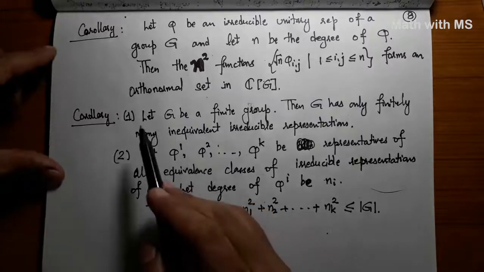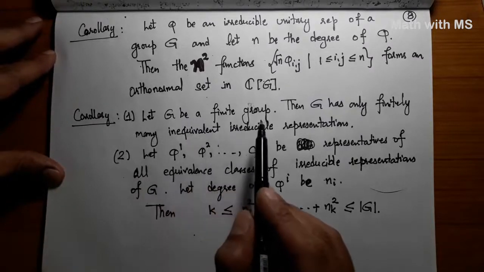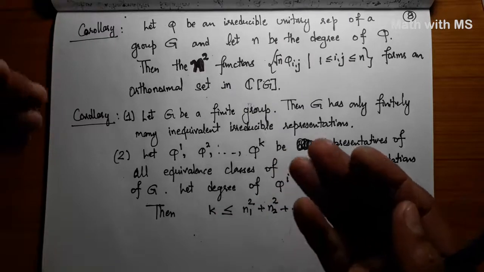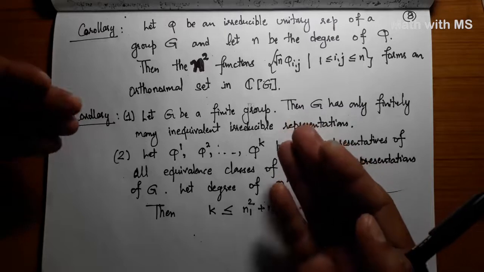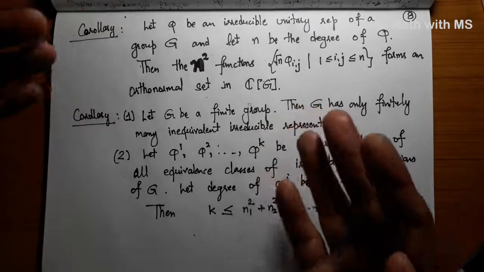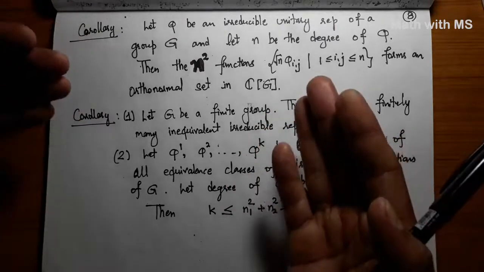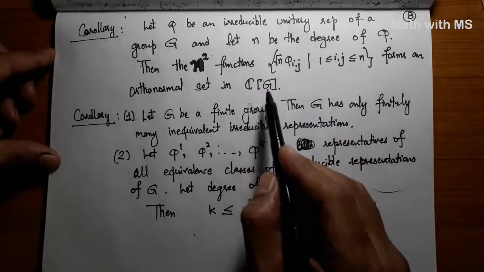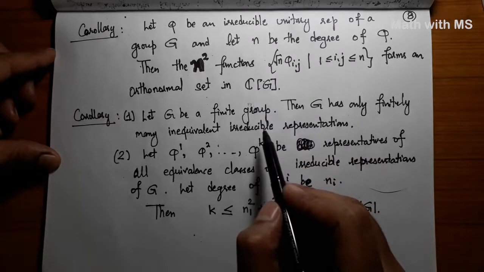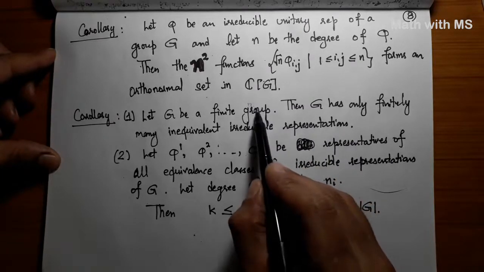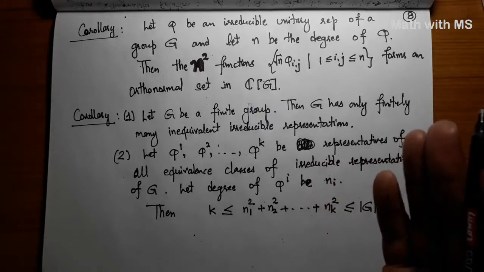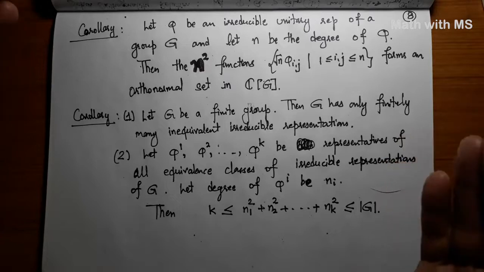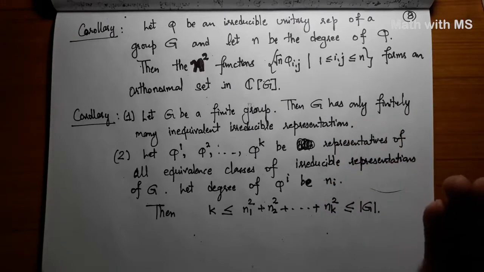Let's see how to prove assertions 1 and 2. If G is a finite group, then it follows from Schur's orthogonality relations that the coordinate functions of all the representations form an orthonormal set in the group algebra CG. But the dimension of the group algebra CG is precisely the order of the group G. Therefore, the group G cannot have more than order of group many inequivalent irreducible representations, of course up to equivalence.